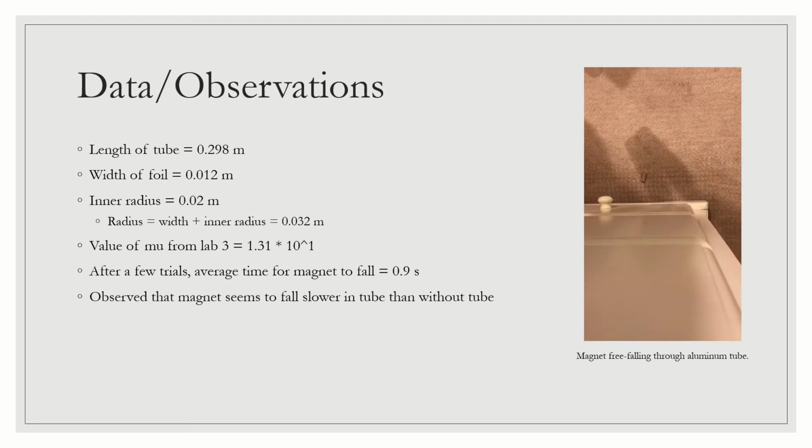For my data and observations, I got the length of the tube to be 0.298 meters, and for the radius that I used for my calculations, I added up the width of the foil and the inner radius of the tube to get the full radius, which was 0.032 meters. And then I used my value of mu from Lab 3, which was 1.31 times 10 to the 1, to calculate magnetic field. However, I had some issues with this lab, so my value is slightly off, which created some issues, I believe, in my calculations, which I'll discuss later.